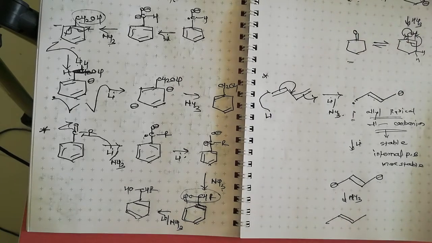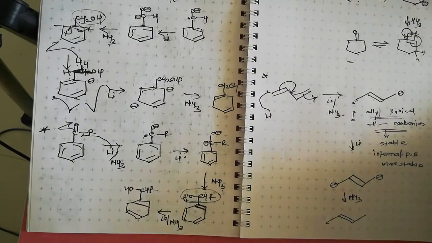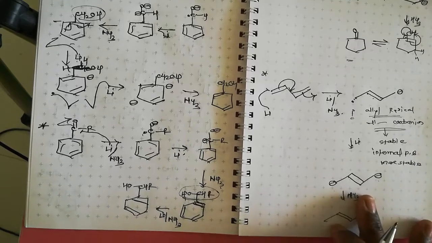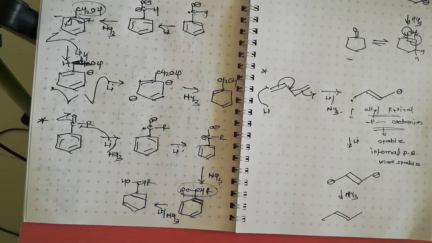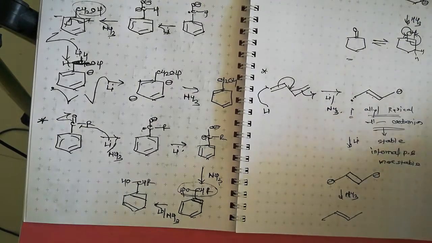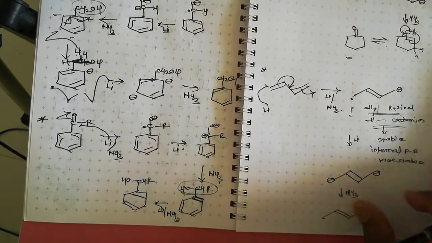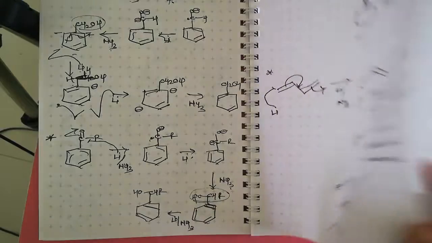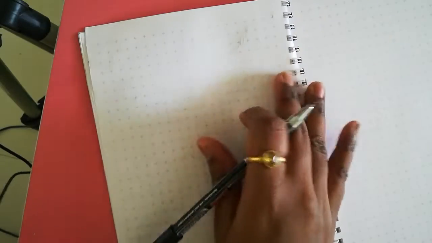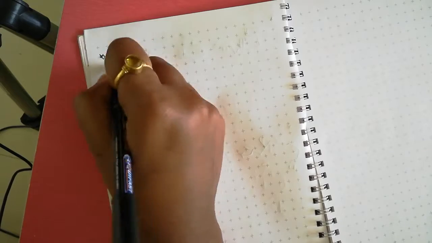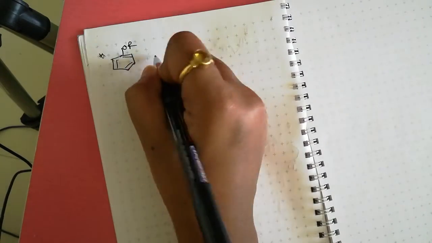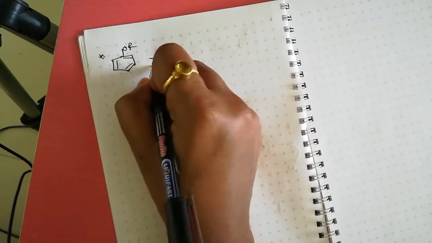Now we can see the next example. The next example is if there is an alkoxy group. Alkoxy group is an electron donating group. If there is an alkoxy group attached to an aryl ring, then what is the product?